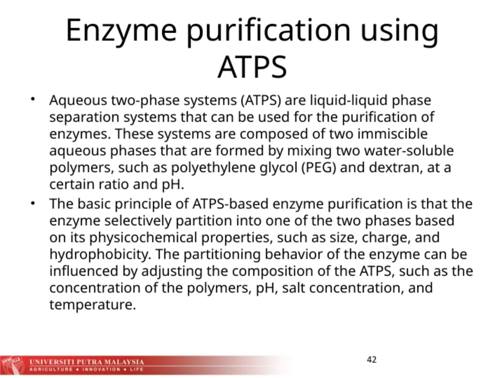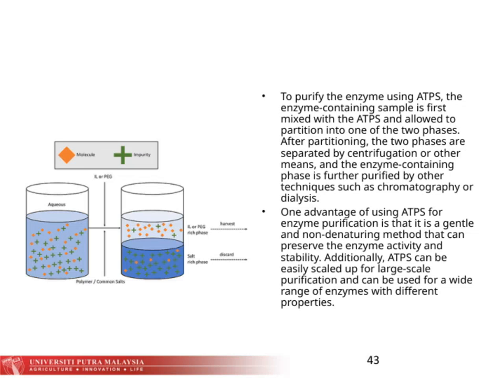Now, let's talk about how we can purify enzymes using aqueous two-phase systems, or ATPS. The process begins by mixing your enzyme-containing sample with the ATPS. This mixture allows the enzyme to partition into one of the two phases based on its properties. Once the enzyme has separated, we can use centrifugation or other separation methods to isolate the phase that contains the enzyme. From there, further purification steps like chromatography or dialysis can be employed to achieve the desired purity.